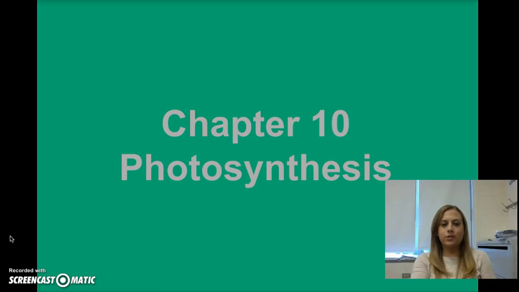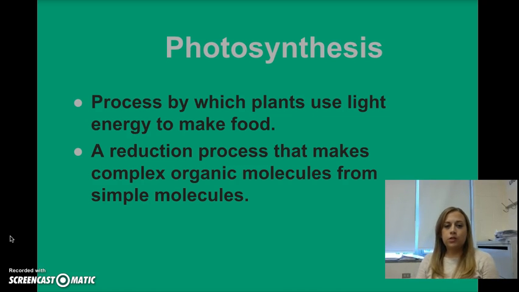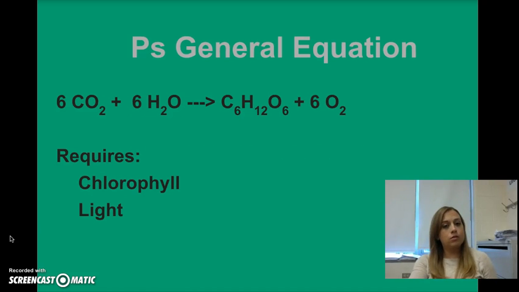Hey everybody, we're going to start chapter 10 today. We're going to be talking about photosynthesis. So photosynthesis is how plants use light energy to make food. This is a reduction process that makes these complex organic molecules from simple molecules. So we are going to be seeing how carbon dioxide and water are used to make glucose.